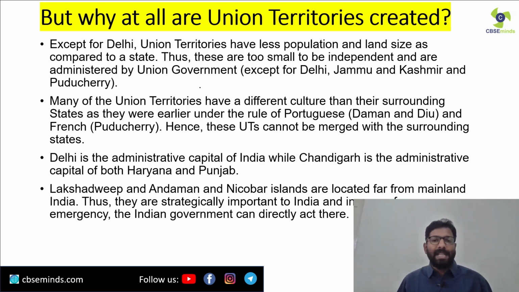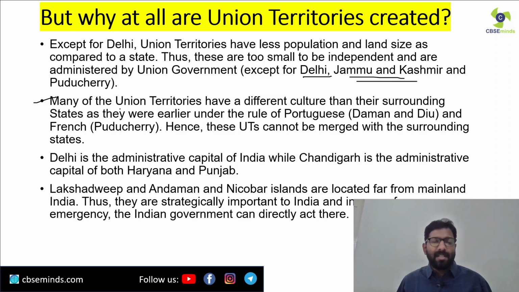Talking about area, Delhi also has a huge area apart from the huge population that it has. Clear? Jammu and Kashmir, again, is a very big area. Clear? But the population is less over there. And Puducherry has a different reason altogether because of its history. We'll look into that in the next point. Clear? Next point, see over here.